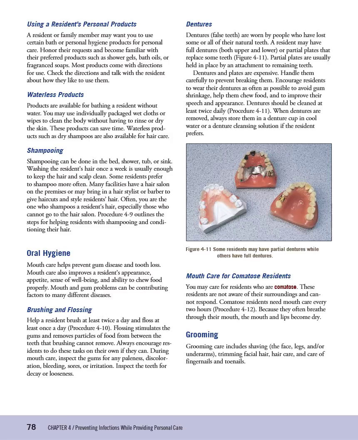Shampooing. Shampooing can be done in the bed, shower, tub, or sink. Washing the resident's hair once a week is usually enough to keep the hair and scalp clean. Some residents prefer to shampoo more often. Many facilities have a hair salon on the premises or may bring in a hairstylist or barber to give haircuts and style residents' hair. Often you are the one who shampoos the resident's hair, especially those who cannot go to the hair salon. Procedure 4-9 outlines the steps for helping residents with shampooing and conditioning their hair.